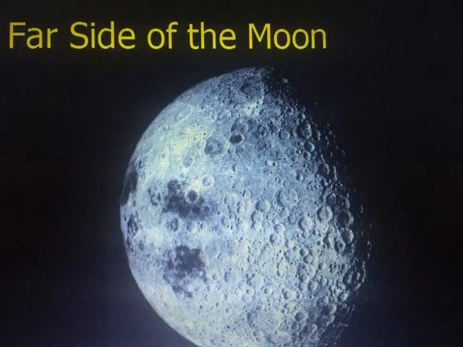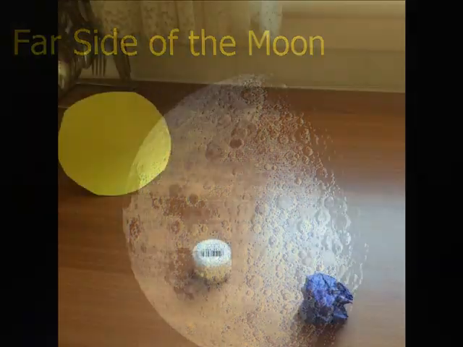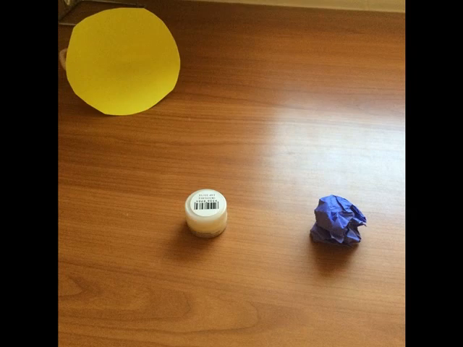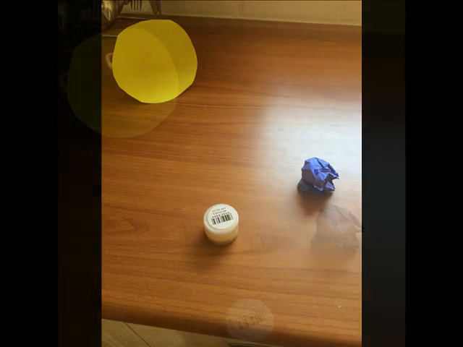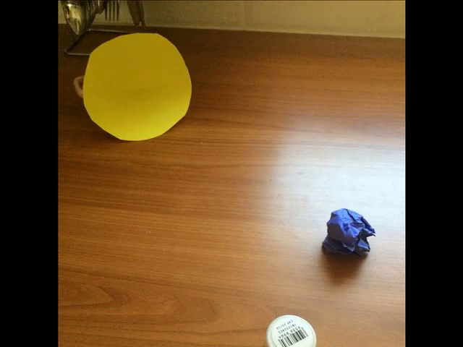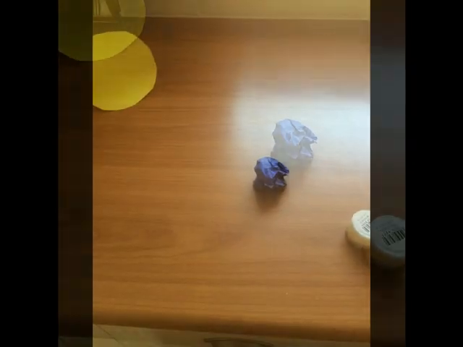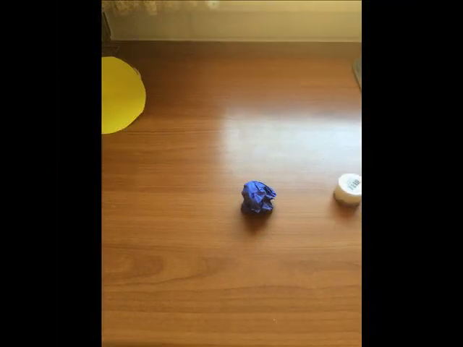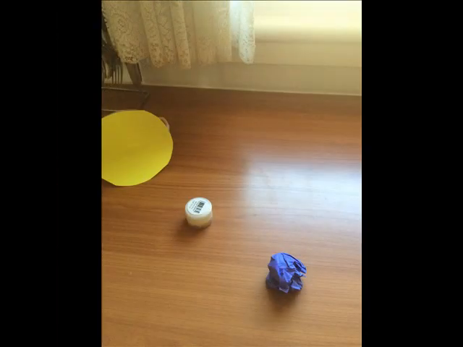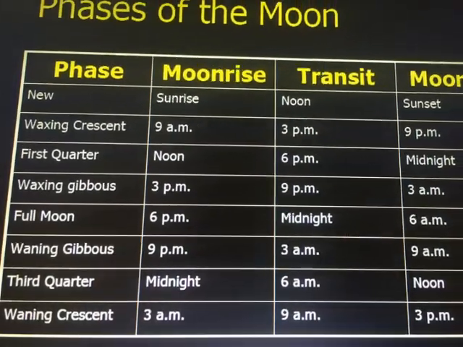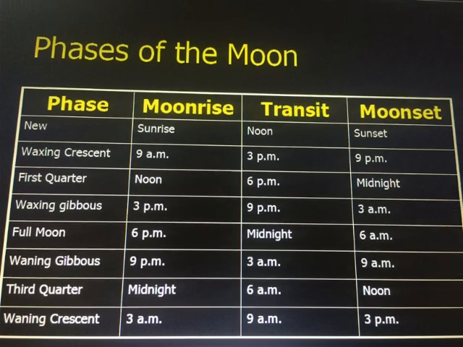Now there is a slow motion representation of the moon orbiting the Earth. Here is a table to reflect the approximate times for each moon phase.